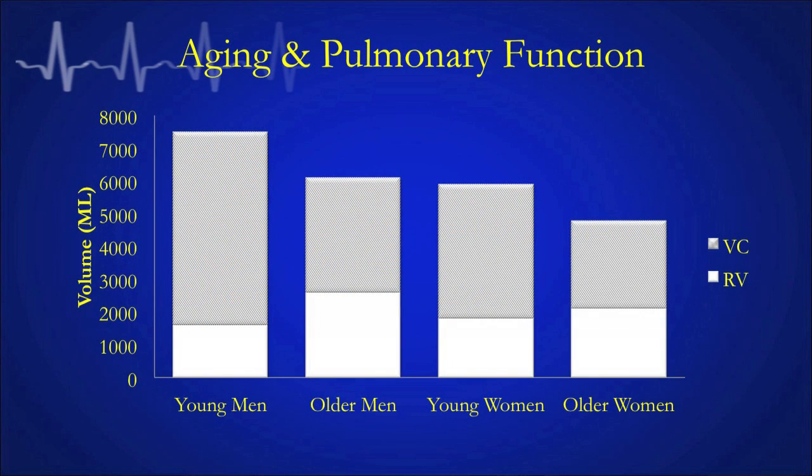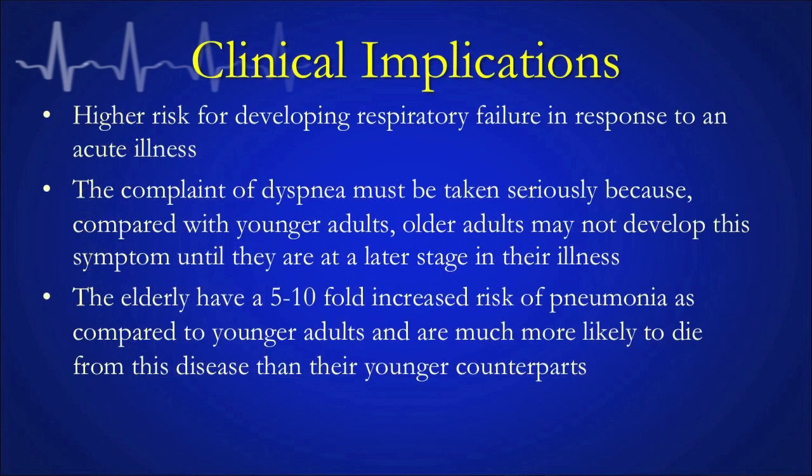We know that with aging, there is actually linear decrease in vital capacity. As people get older, your total lung capacity remains the same because there is actually increase in residual volume as patients get older. So what are some of the clinical implications of the changes that I described?